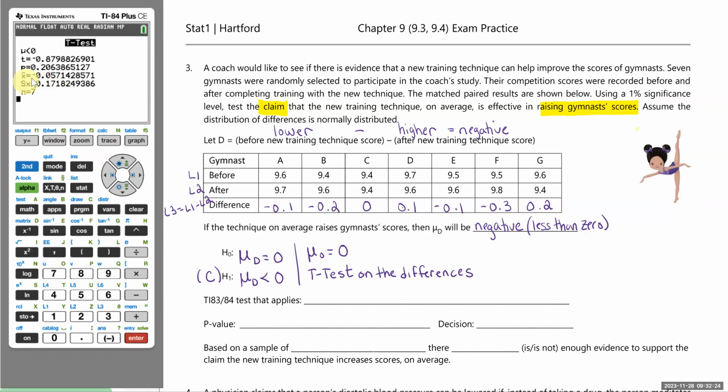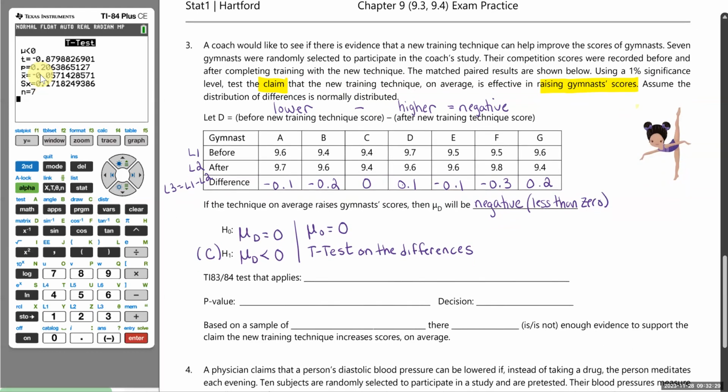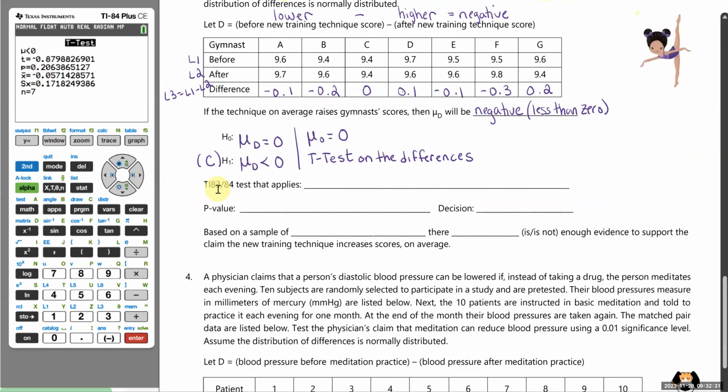And we will write down that p-value. All right, so the TI-83/84 test that applies, I know I already wrote that, but I'm going to write it again. So it's a t-test, and we always do a t-test for matched pairs.